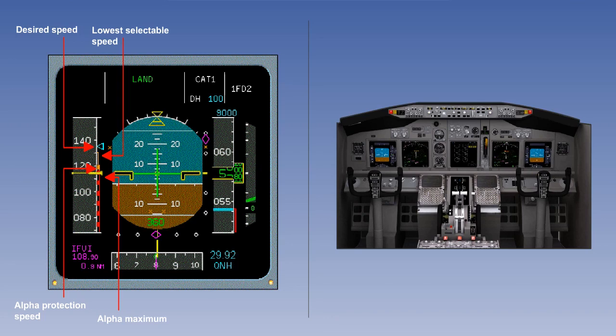Most aeroplanes tend to use a combination of these indications, and more modern aeroplanes use the visual and audio indications as their stall warning system.